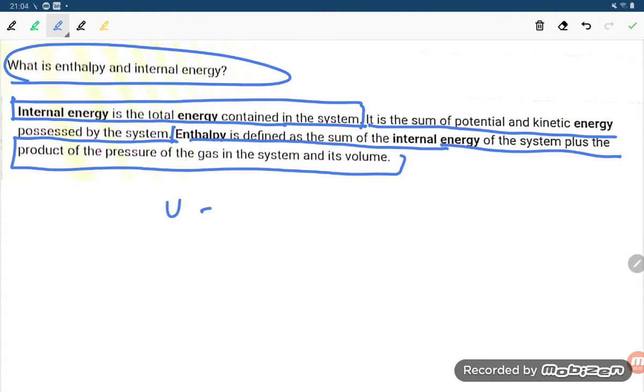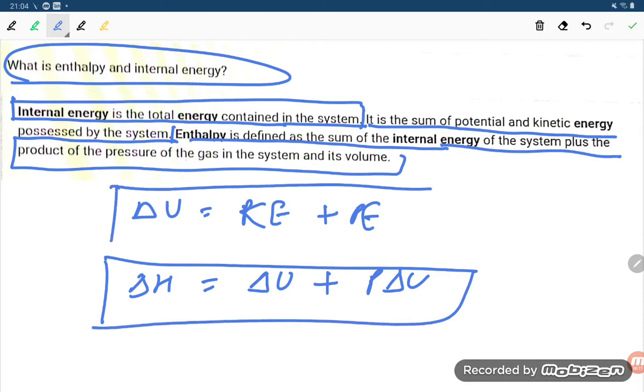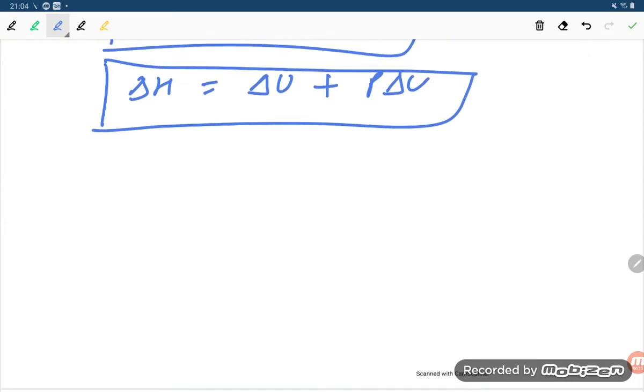So if you are calculating internal energy, delta U is equal to kinetic energy plus potential energy. But when you are talking about delta H, it is delta U plus pressure-volume work. So this is the difference between enthalpy and internal energy.